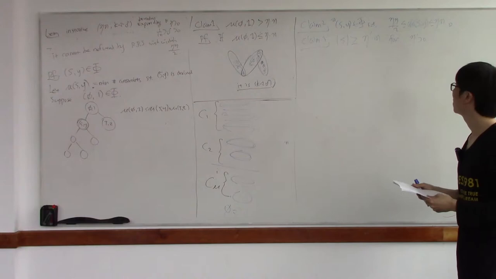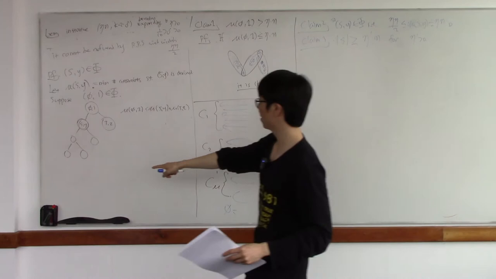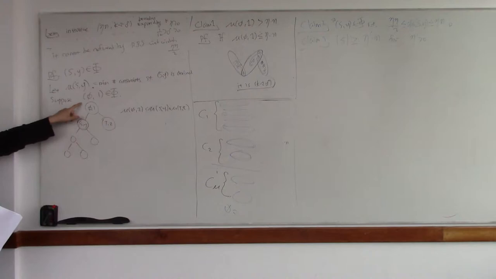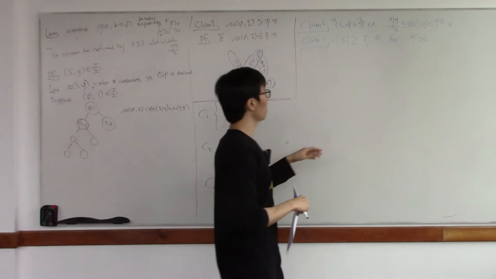Okay. Wait, why does the upper bound hold? I mean, eventually mu of leaves will be one. Right. And then it's greater than eta times n, and then we go down. Yeah, this factor of two is something like that.